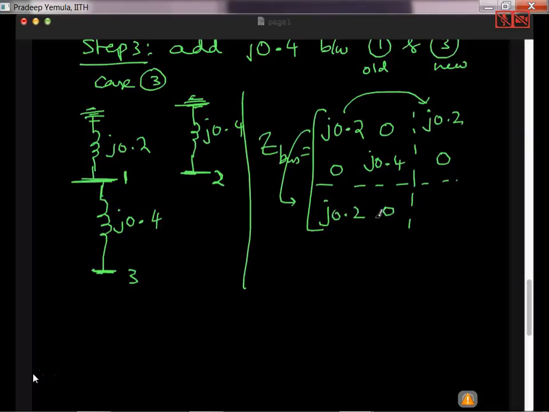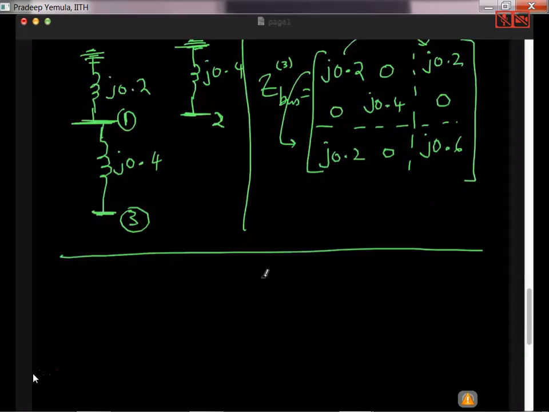Why am I copying the first row? Because the new bus 3 is connected to the old bus 1. So whatever is the impedance of the 1, we copy that row and column. Then whatever is the Z11, to that Z11 I add the ZB, that is 0.4. So 0.2 plus 0.4, J0.6 I will get. So this is my Z bus up to step 3. I can just put 3 in brackets like this. This is Z bus up to step 3.